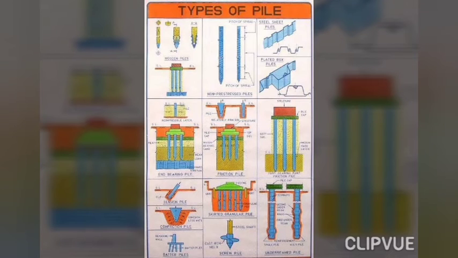So here we can see the different types of piles: wooden piles, non-pre-stressed piles, steel sheet piles, plated box piles, hinge bearing piles, friction piles, part bearing part friction piles, the compaction piles, the tension piles, the skirted granular piles, the under reamed piles, the batter piles, and the screw pile.